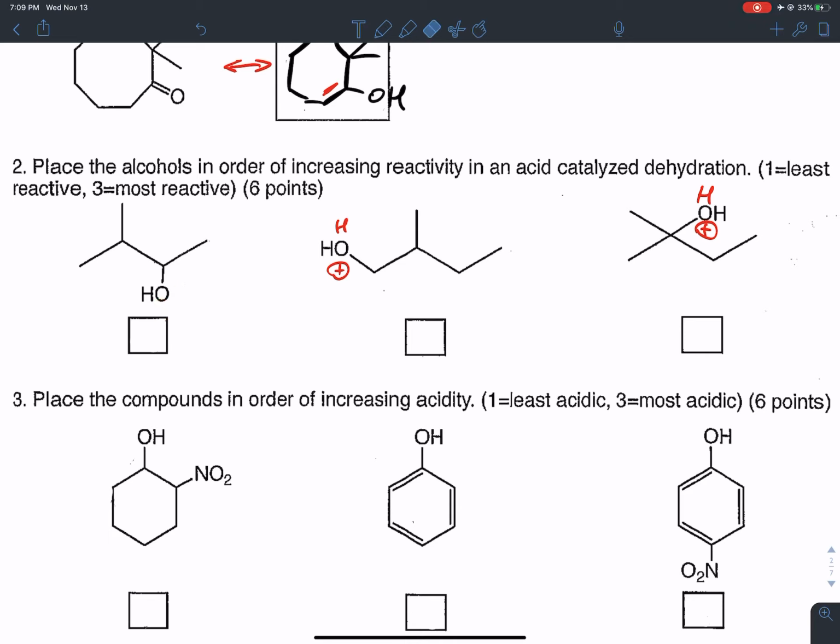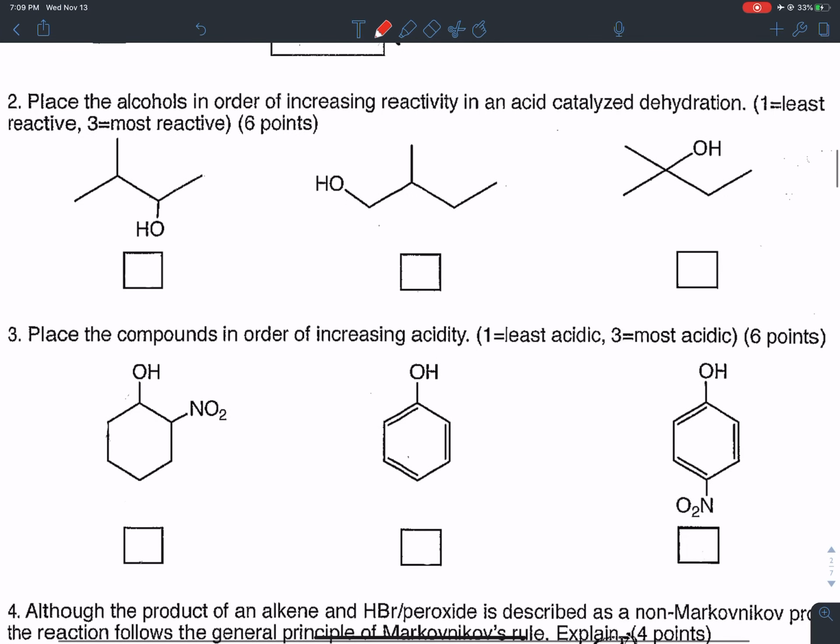What will happen then is that these will leave. By protonating the OH, you've generated a good leaving group, and it's ready to leave. The next thing that will happen is that it leaves on its own. It's going to be an E1-like reaction. So you'll end up with these carbocations. Which one of these carbocations is the most stable?